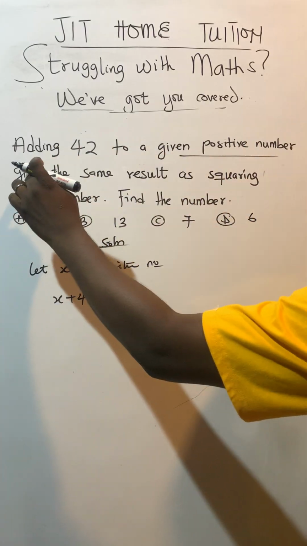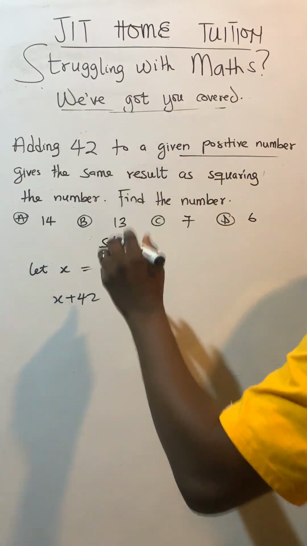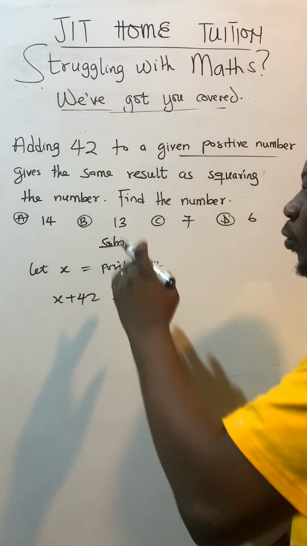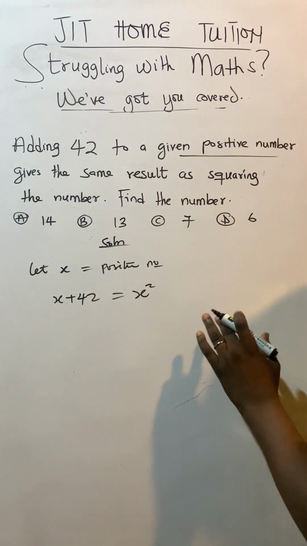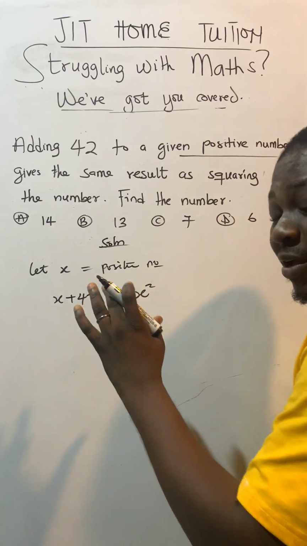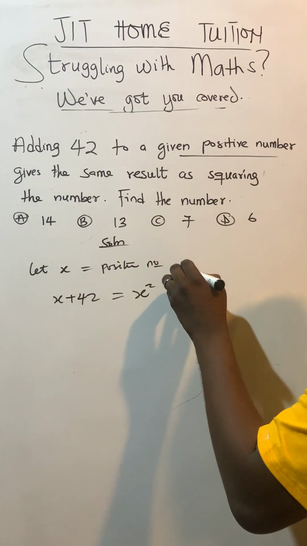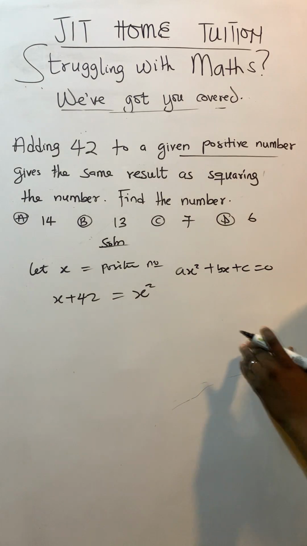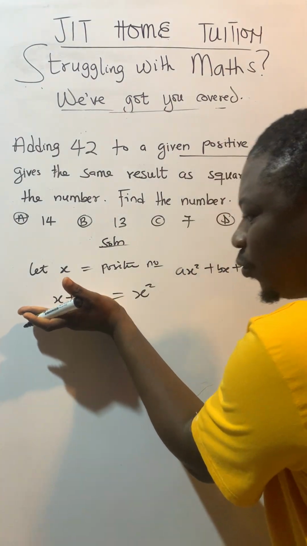We are saying that gives the same result as squaring the number, so you have x squared. Now with this one, they want you to find the value of the number. So what you can do is, you now have something like a quadratic equation, in the form ax squared plus bx plus c equal to 0. So what you're going to do is move this one to this side.